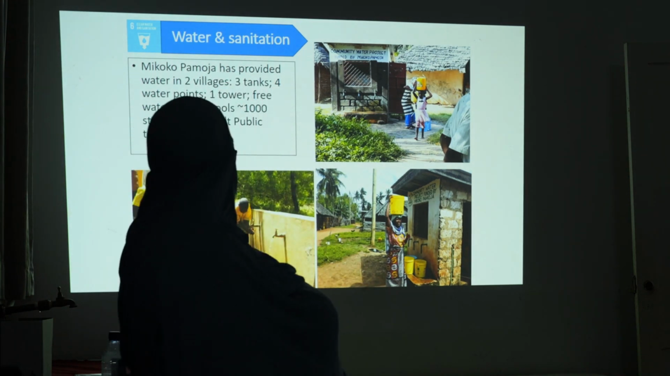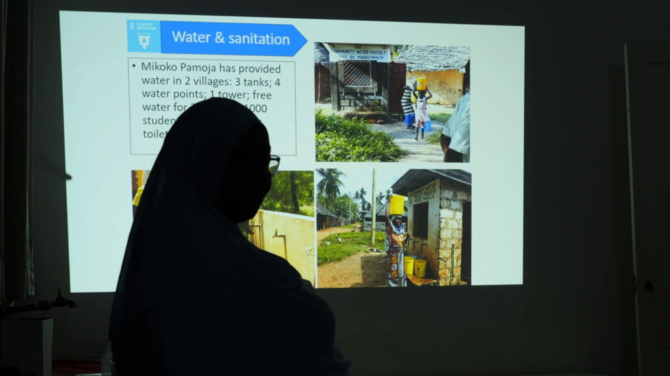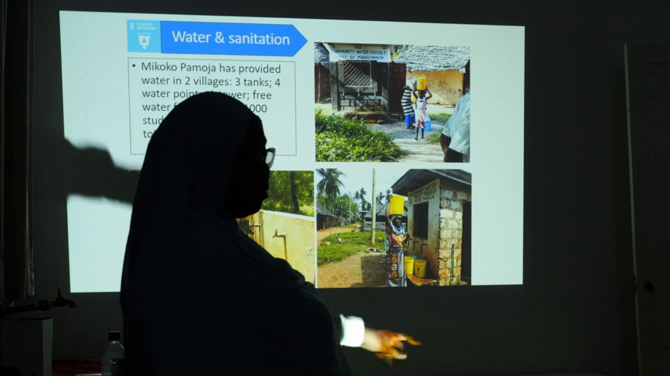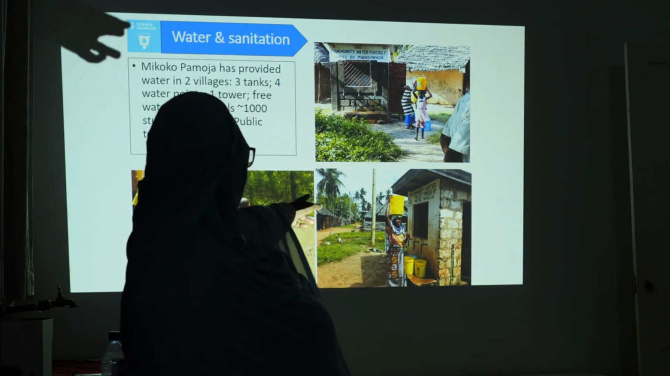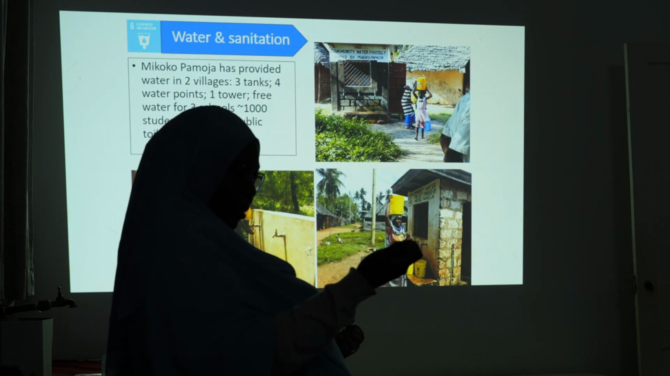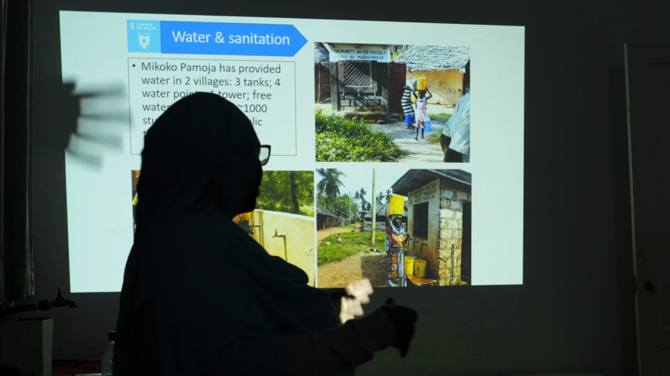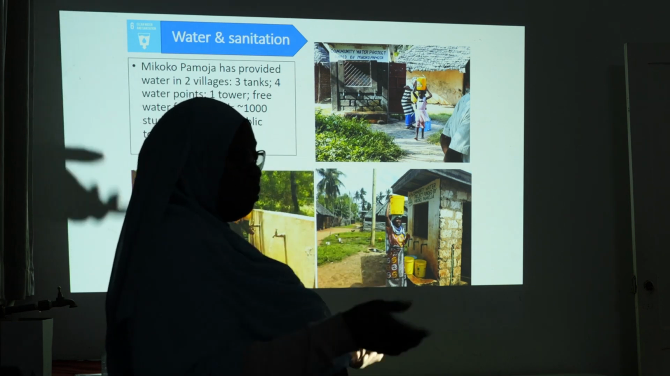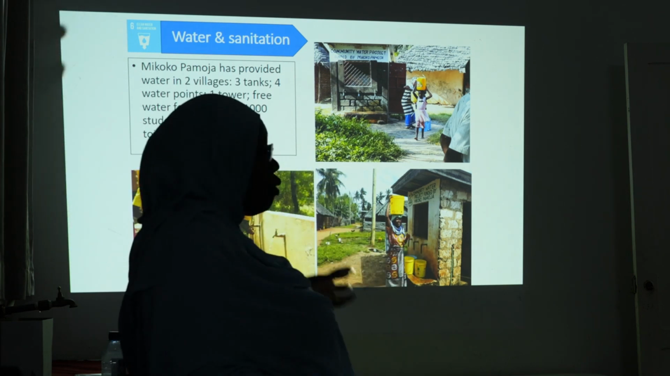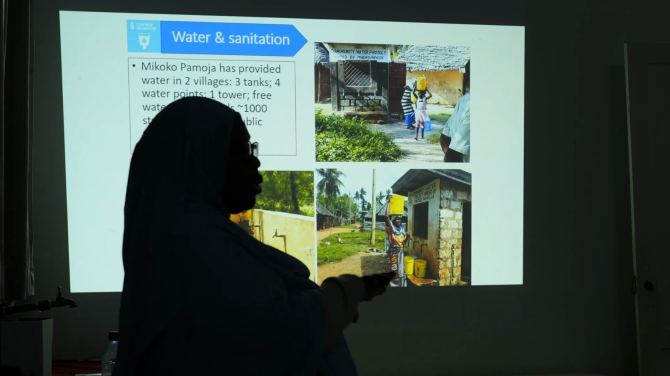Mikoko Pamoja. Schools now have tapped water, because they didn't have this. Now, in all the local schools, we've built water systems. You see a woman very happy now. They're paying something small, very little. It's negligible, but just for the maintenance and electricity to pump the water. But we've removed that water, and it's safe, piped water.